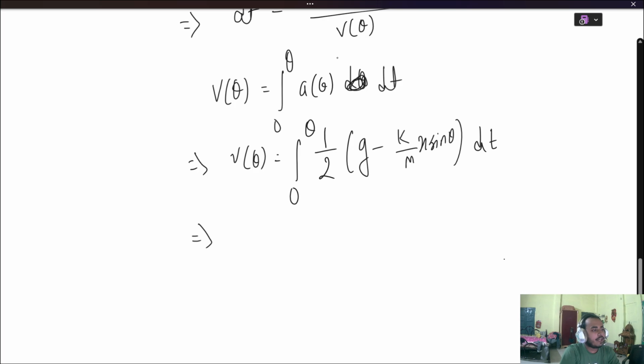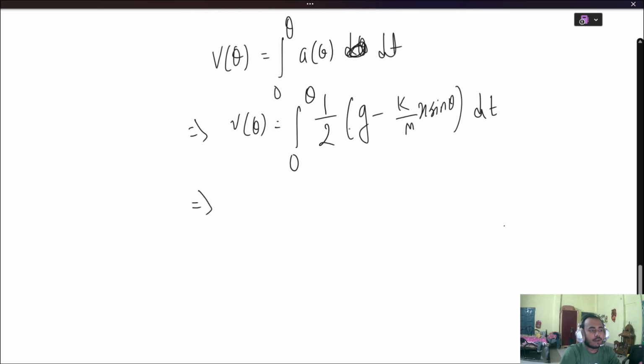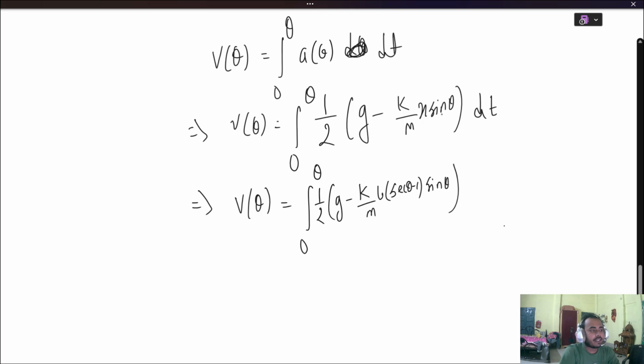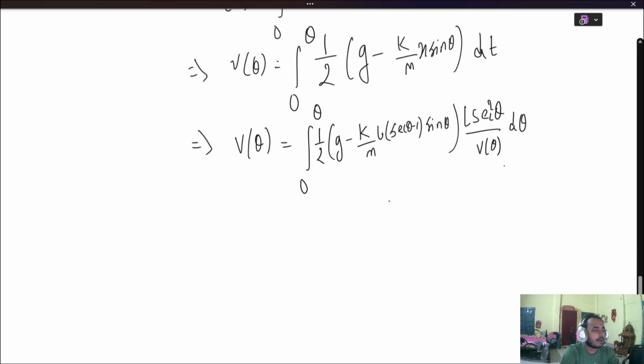So what is the value of dt? The value of dt is L sec squared theta d theta by v theta. So we will do that first by writing this expression for v theta equal to the integral from 0 to theta. So g minus k by m, and now x is basically L whole into sec theta minus 1 into sine theta. So this completes the inner expression, and now dt is equal to L sec squared theta by v theta into d theta. So it completely becomes an integral of theta.